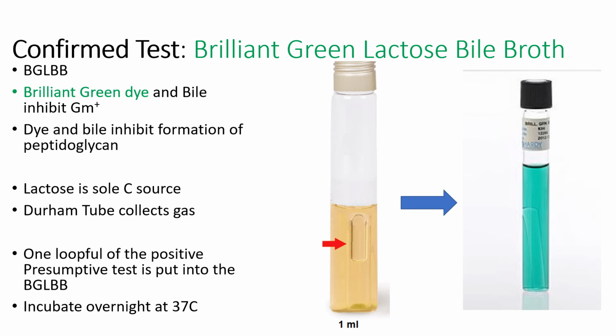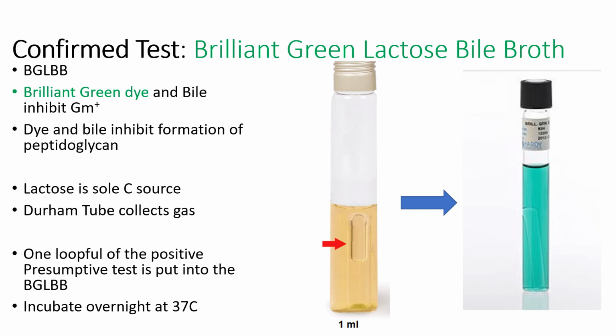But I don't know if it's on gram negative. And to be coliform, you must be gram negative. So I'm going to inhibit gram positives with the brilliant green and the bile. Both of these, the dye and the bile, inhibit the formation of peptidoglycan. Peptidoglycan, you remember, is the cell wall, and gram positives have a very thick cell wall, and that is their outermost layer. If they cannot make a good solid cell wall, they will die. So they will not survive in brilliant green lactose bile broth.